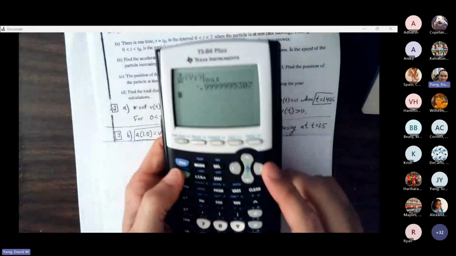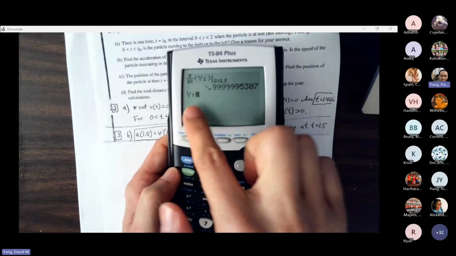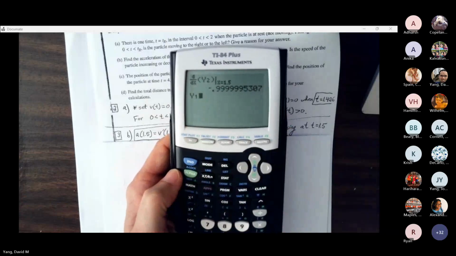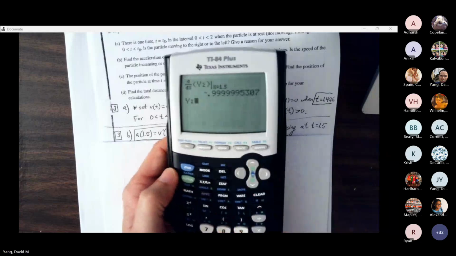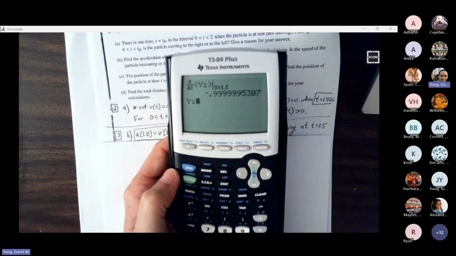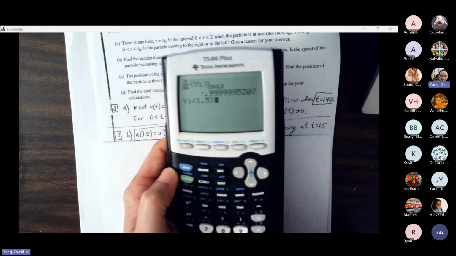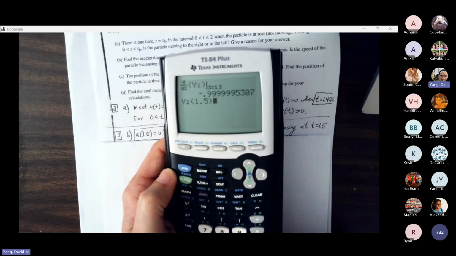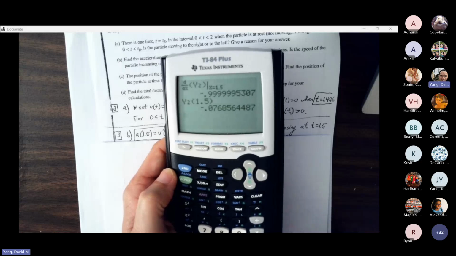So if you do alpha trace y1, this is the velocity level. Sorry, y2, I have it stored under y2. Right now, y2 is holding that velocity function. If I do parentheses 1.5, it'll enter 1.5 in for the velocity function. It'll give me either positive or negative, and this time it gives me negative.